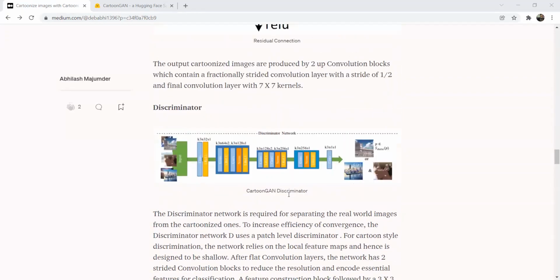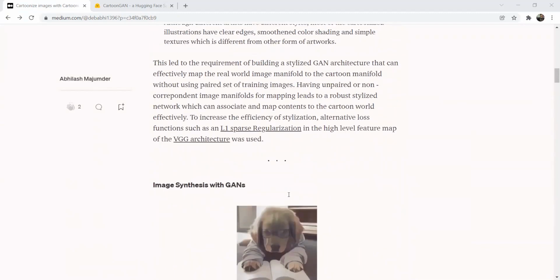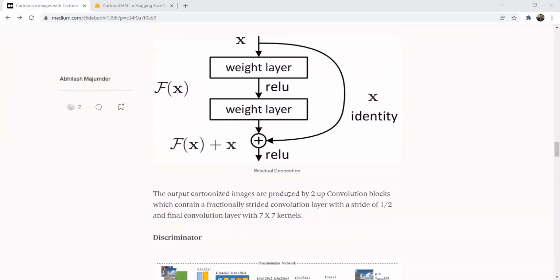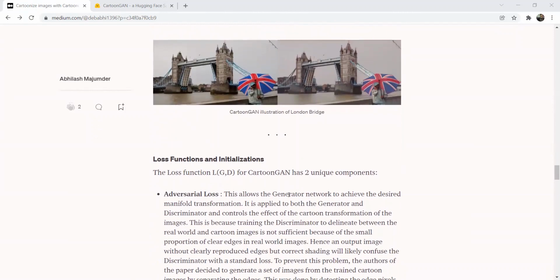The figures that we see are all illustrations of the CartoonGAN architecture, which has been built by taking some features from Pix2Pix as well as StyleGAN and robust training of adversarial networks. Now, if we move into the loss functions, this is where it gets interesting.